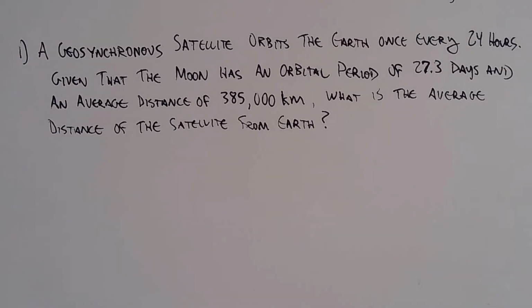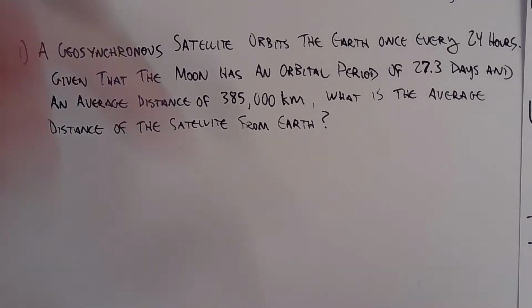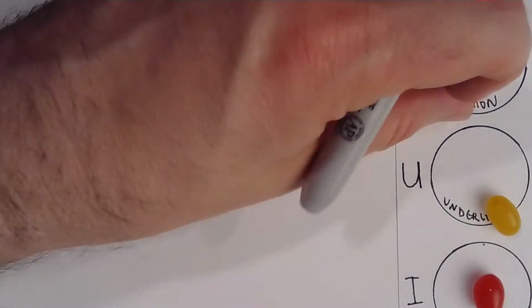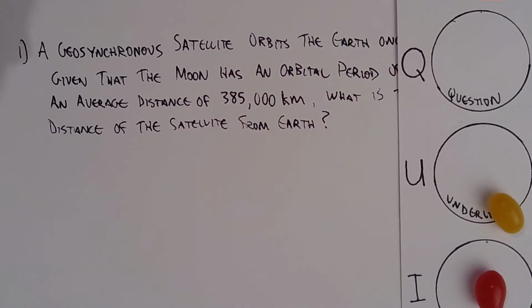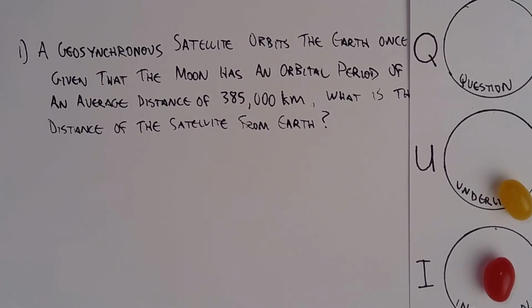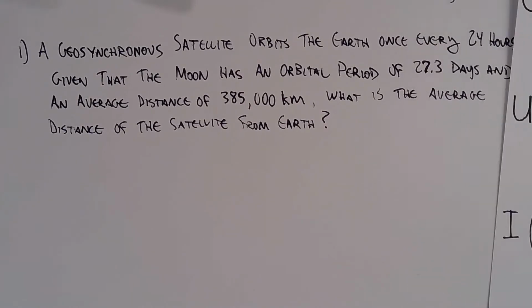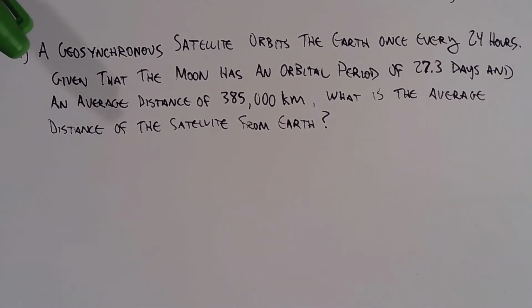So our first step would be to read the question, which we have. With any Kepler's third law problem, you're going to want to be looking for two satellites orbiting a central mass, and we do definitely have that. So we got our question out of the way. All right. Next up, underline the important information.